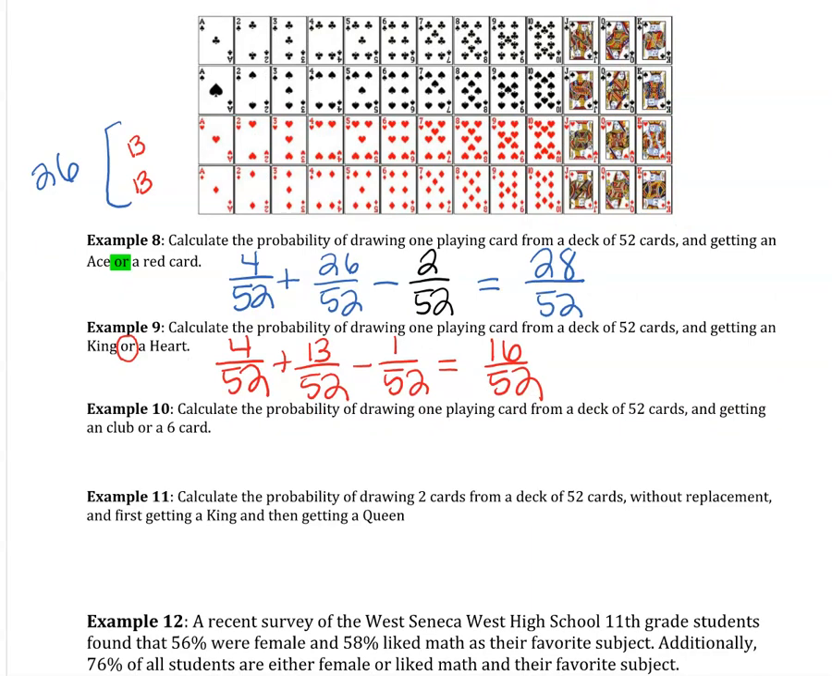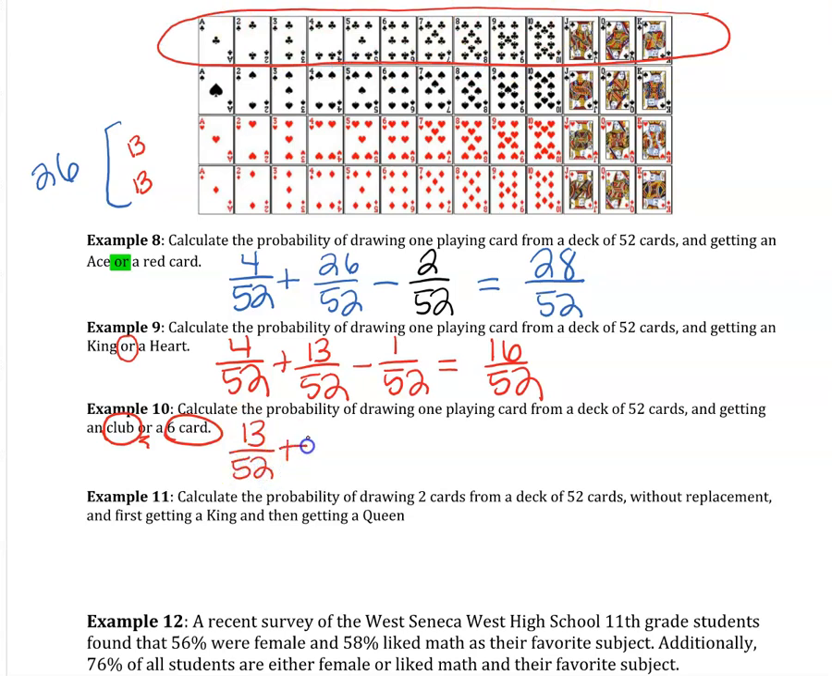Calculate the probability of drawing one card from a deck of 52 and getting a club or a 6. Okay, so clubs are these guys at the top, and there's 13 of them because that's 1/4 of our deck. 6s, there's 4 of them. Now, are there any clubs that are also 6s? Yep, right there. That's where they overlap, and I cannot count him twice. So I'm going to subtract the 1 out of 52, and this one will also be 16 out of 52.